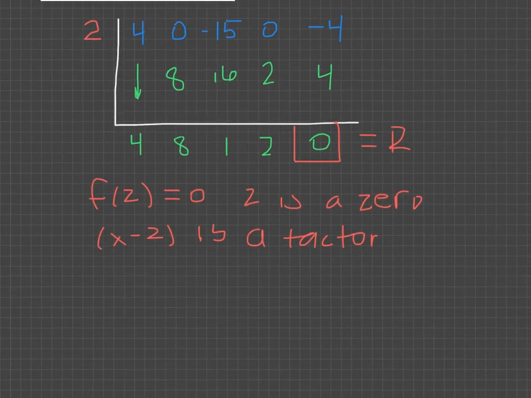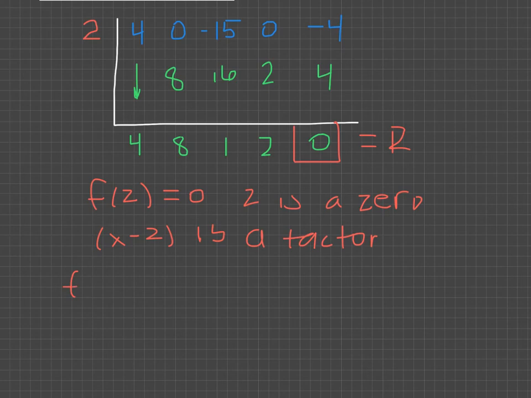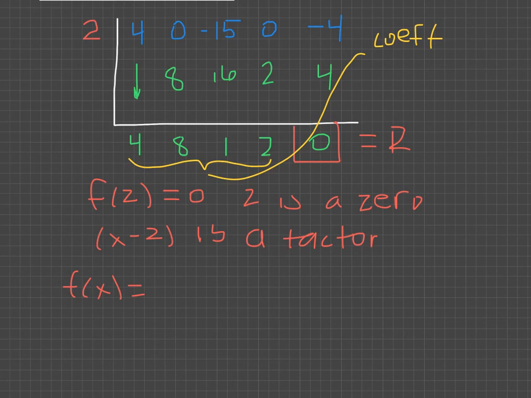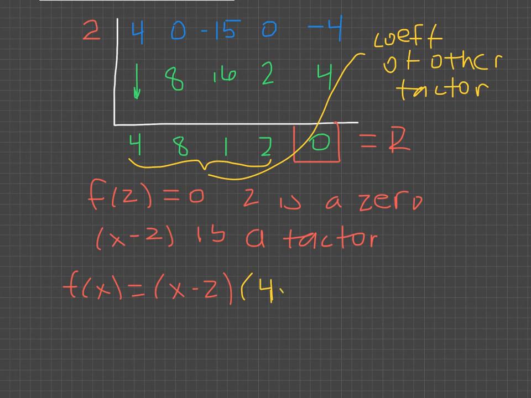Okay, this isn't a part of the problem, but we can write this in partially factored form. Just kind of want to remind us of what these other numbers tell us, right? Those are the coefficients of the other factor. So if we write down this polynomial in partially factored form, well, we know x minus 2 is a factor, and then the other factor is going to be 1 less degree than our original, so it's going to be cubed. It's going to be degree 3. So we get 4x cubed plus 8x squared plus x plus 2.